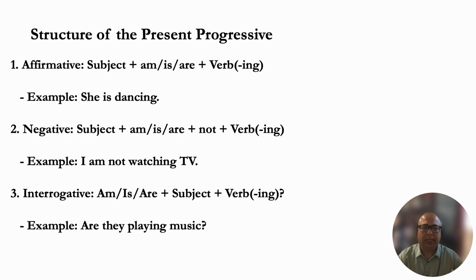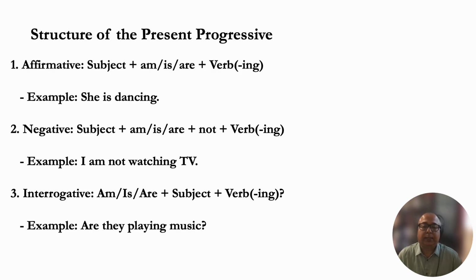Negative forms of the present progressive tense are subject plus am, is, are, and not. Now pay attention to that. That's important. The difference between the affirmative and the negative is everything else is the same except that word not, plus the verb in the ing suffix. I am not watching TV. The affirmative would be I am watching TV. The negative form is I'm not watching TV. I'm just reading a book, or I'm just relaxing.